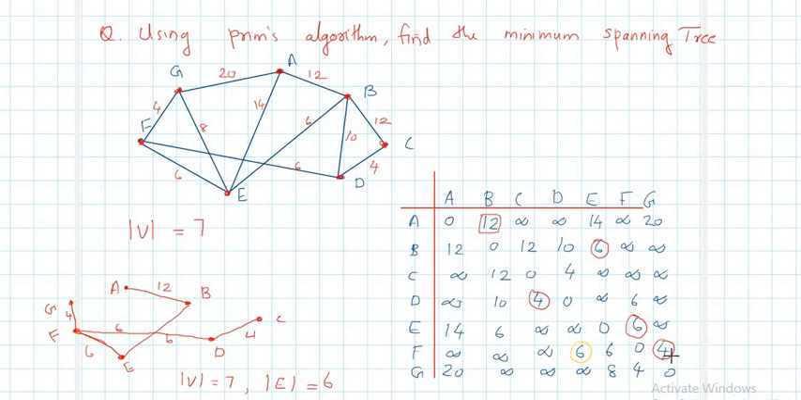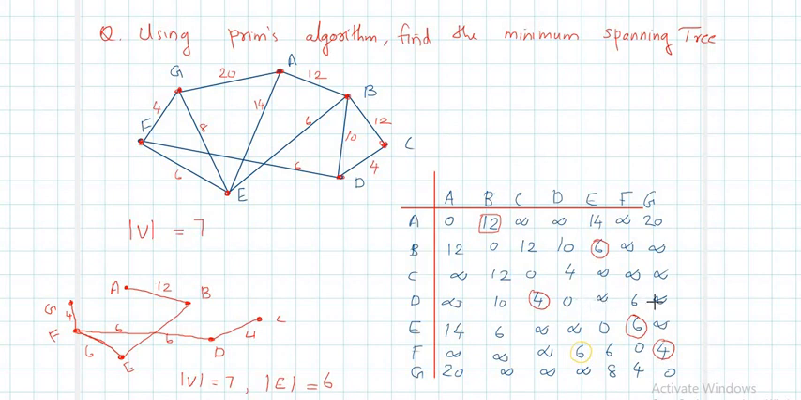In F, look at the next minimum. Already we have chosen 4, the next minimum is 6. Then look at that 6. Then that corresponds to F to D. F to D. Take that edge, F to D. Then look at the next row corresponding to D.